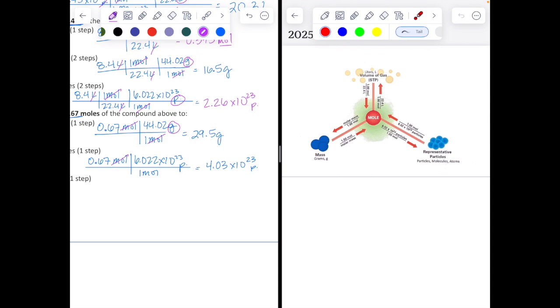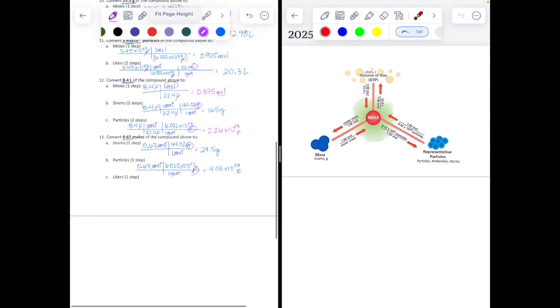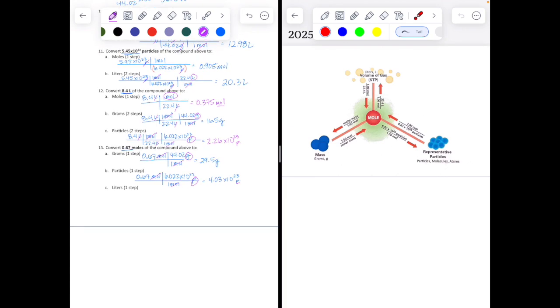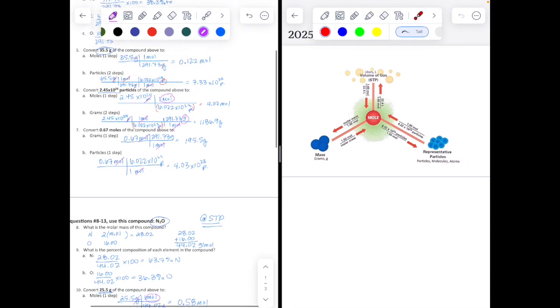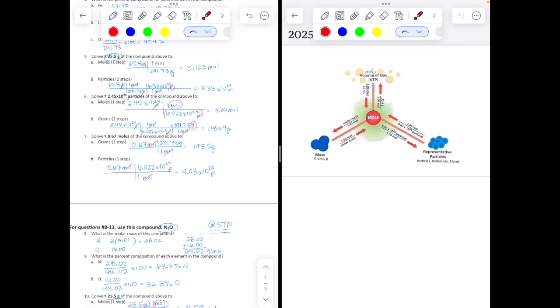We see how our units cancel. We got rid of moles. We ended with particles. So there you go. If you're thinking that that number looks familiar, you might not be, but if we scroll back up to our first page, 4.03 times 10 to the 23rd, we did the same conversion here on this first page, 0.67 moles. And we converted to particles.